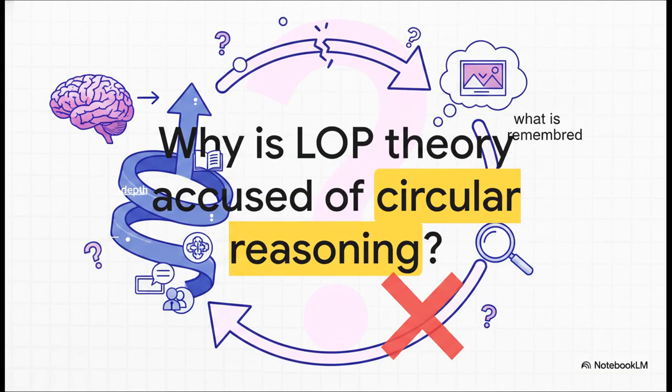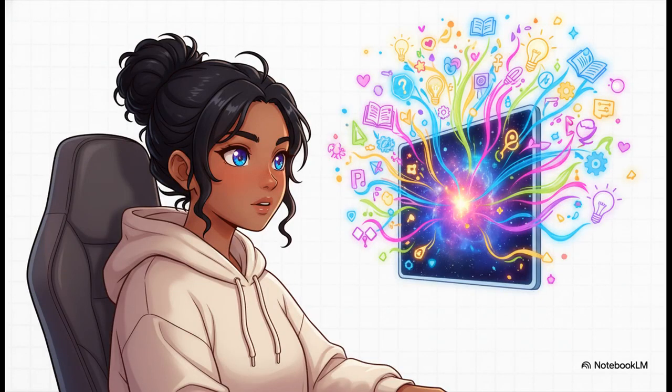Let's try one more. Question 2. Why do critics argue that the levels of processing theory relies on circular reasoning? Think back to Baddeley's critiques we just discussed. Got it? It's because there is no independent objective index of depth. We define depth by what is remembered, and then we turn around and explain what is remembered by calling it deep. Total circle.